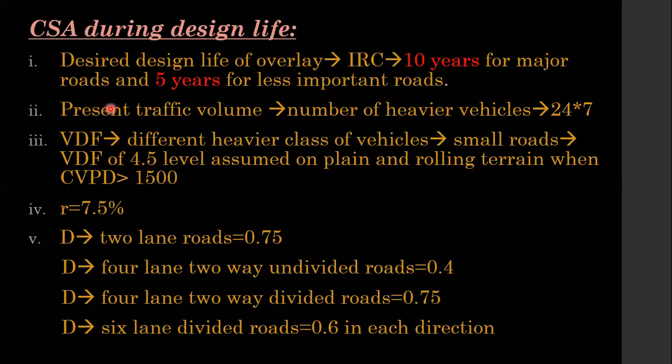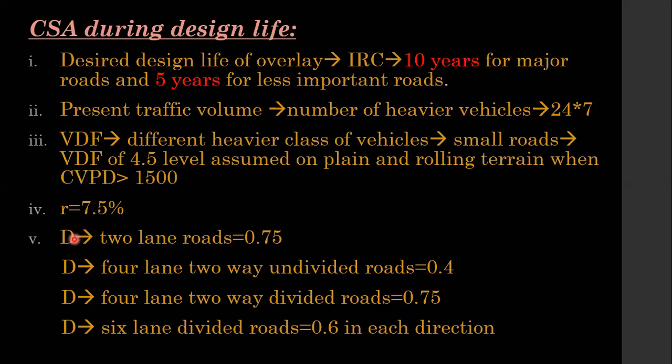If they give the A value, you have to calculate P. That is A is equal to P into (1 plus R) to the power of n. Next, VDF data they will give, and R. R means traffic growth rate. This will also be given in the question. If they won't give it, you have to assume it as 7.5%.